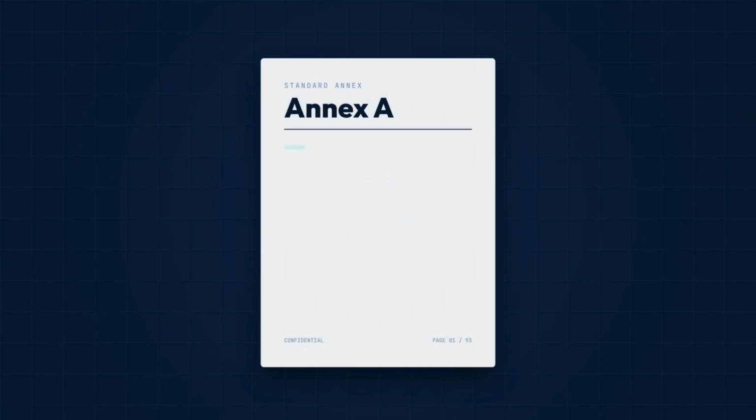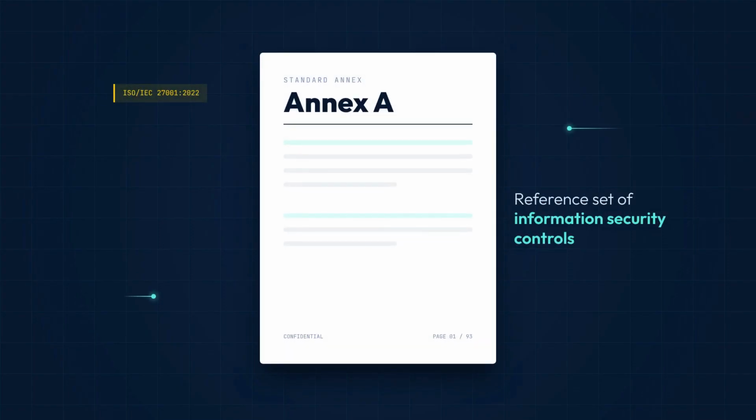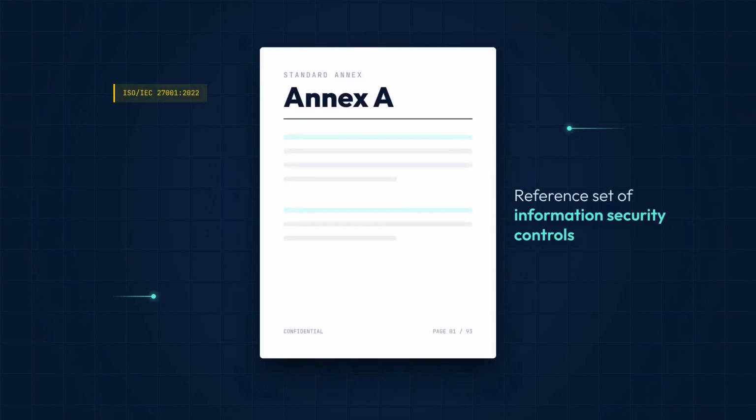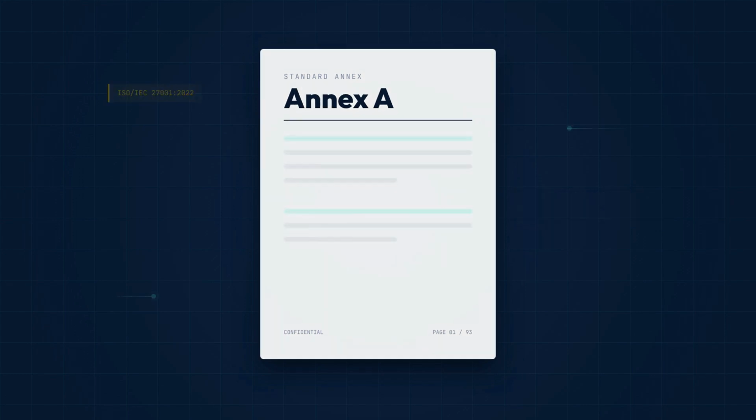In this lesson, we will understand the purpose of Annex A, its 4 control themes, the 11 new controls, the statement of applicability, and how to survive an audit. Annex A is a reference set of information security controls that organizations consider during risk treatment. It is not a separate checklist, but a toolkit for your ISMS.